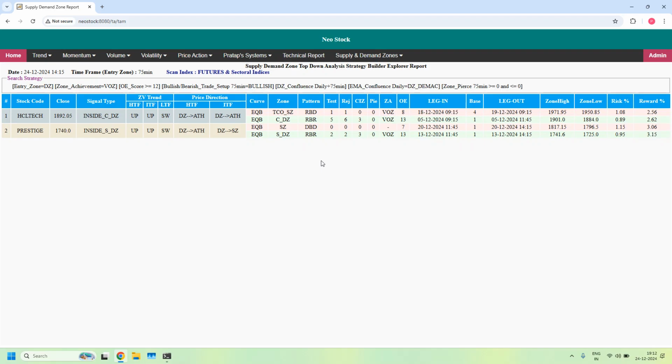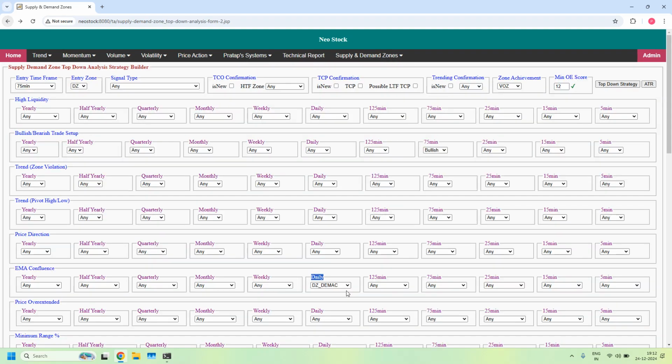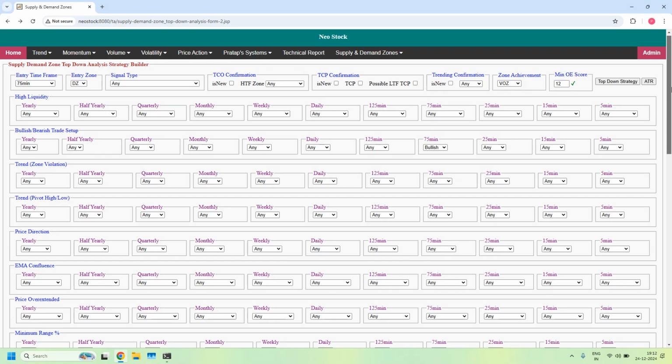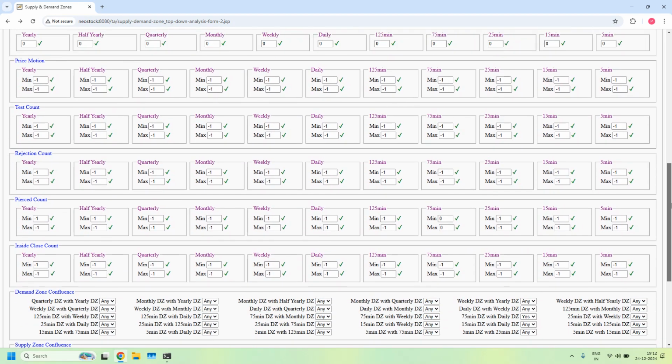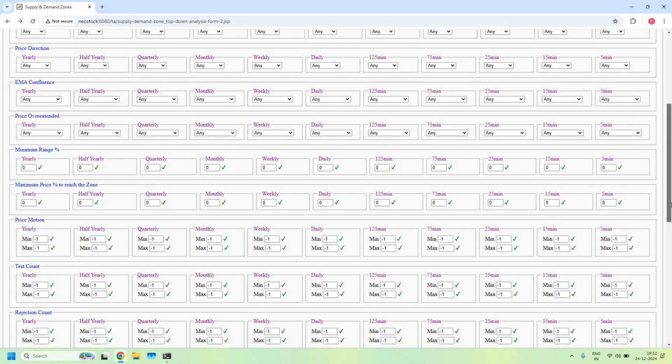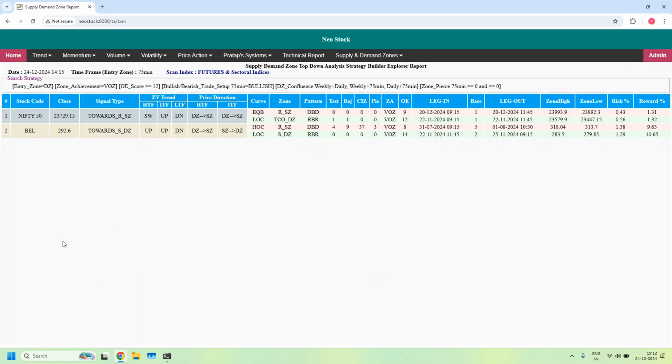Next, let us look for LTF, ITF and HTF demand zone confluence. Removing this EMA filter. In the demand zone confluence, we should set 3 filters. The first filter is already enabled, 75 with daily demand zone confluence. Second filter, 75 minute demand zone with weekly demand zone confluence. And the third one, daily demand zone with weekly demand zone confluence. With all 3 filters, LTF, ITF and HTF demand zone confluence, we got 2 stocks. Even NIFTY is also filtered.